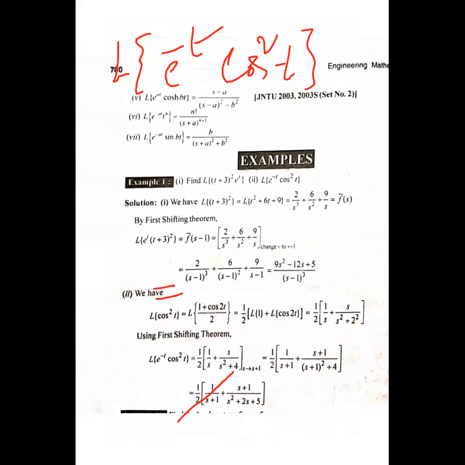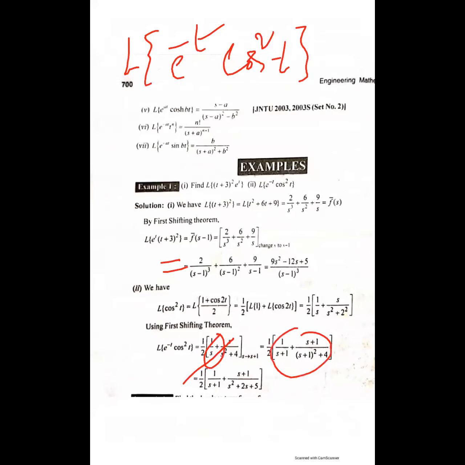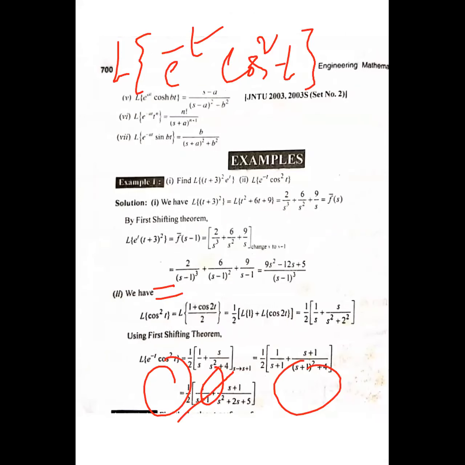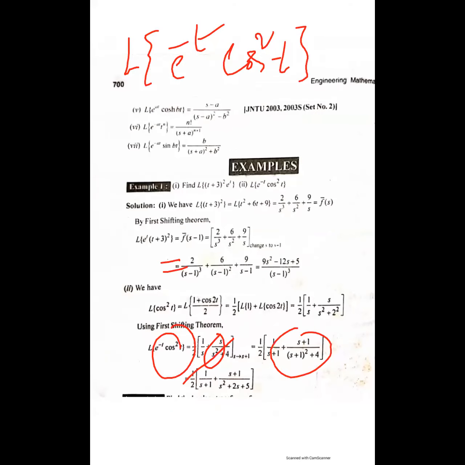First, L of 1 by s, దీనికి LCM ఫైండ్ అవుట్ చేసి ఏం రీప్లేస్ చేయాలి? s tends to s plus 1, ఇక్కడ మైనస్ t ఉంది కాబట్టి. So s tends to s plus 1. మీరు LCM ఫైండ్ అవుట్ చేసైనా రీప్లేస్ చేయండి, LCM ఫైండ్ అవుట్ చేయకముందైనా రీప్లేస్ చేసుకోండి. ఇక్కడ LCM ఫైండ్ అవుట్ చేయకుండా రీప్లేస్ చేశాడు.